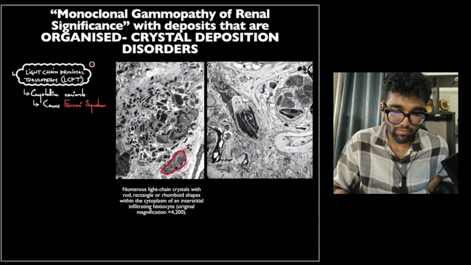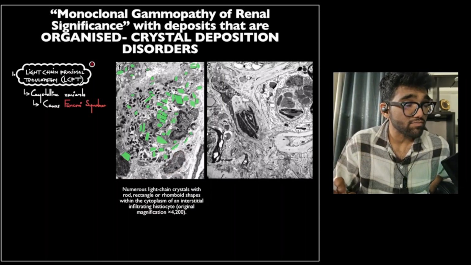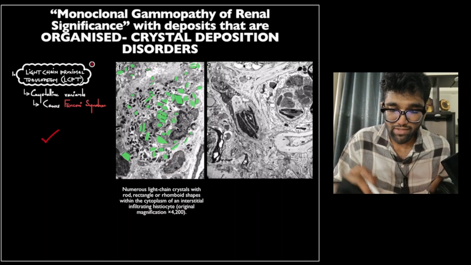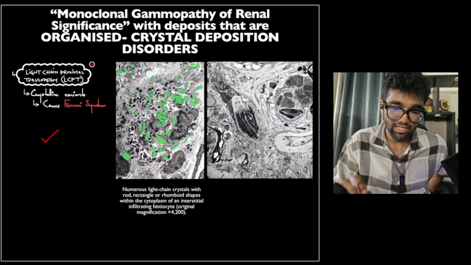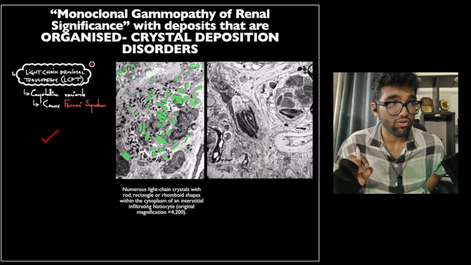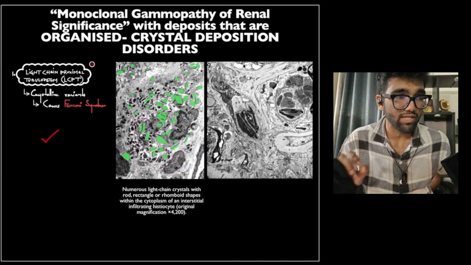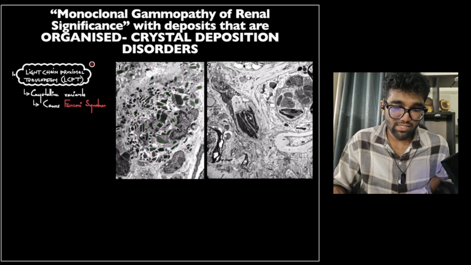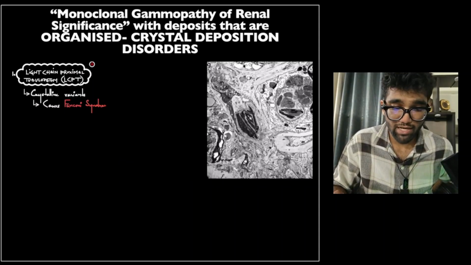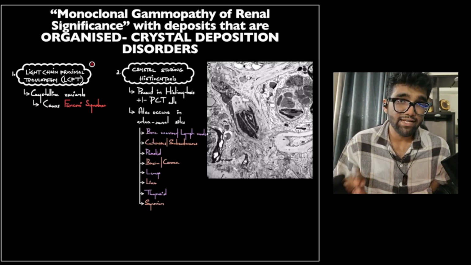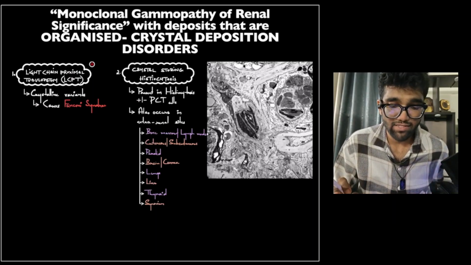Now, these are the crystals, and they have a very characteristic shape. They were rhomboid or polygonal, with sharp edges, and they look like crazy pavement pattern. Fine. So this happens in a specific subvariant of MGRS called crystal storing histiocytosis. This is the second variant that can have an extrarenal manifestation.